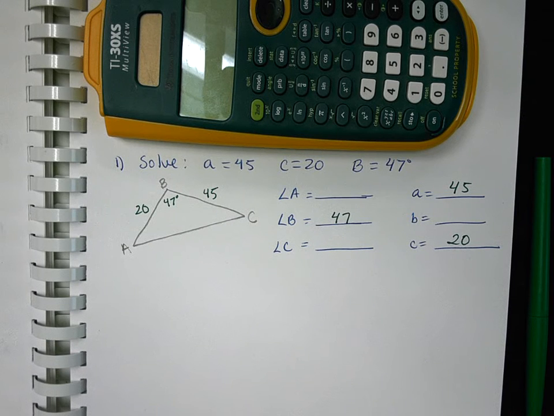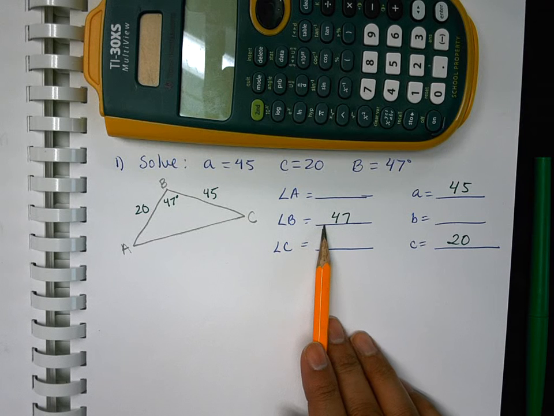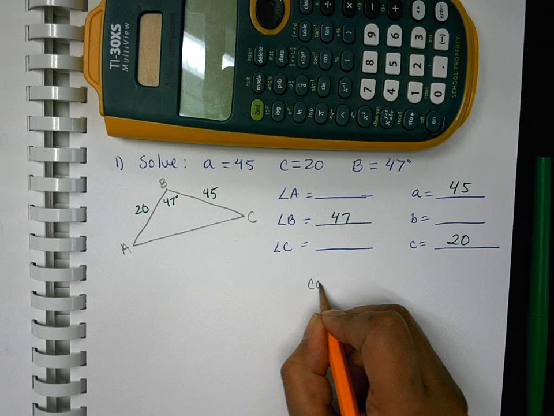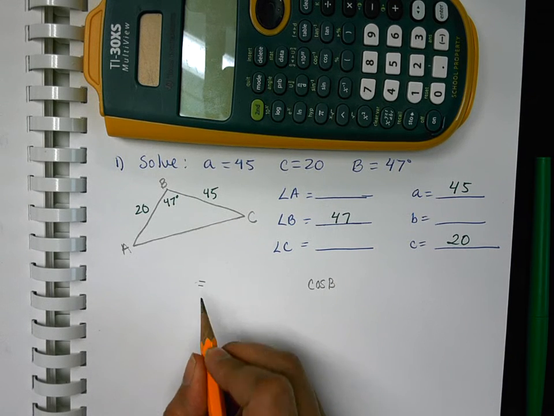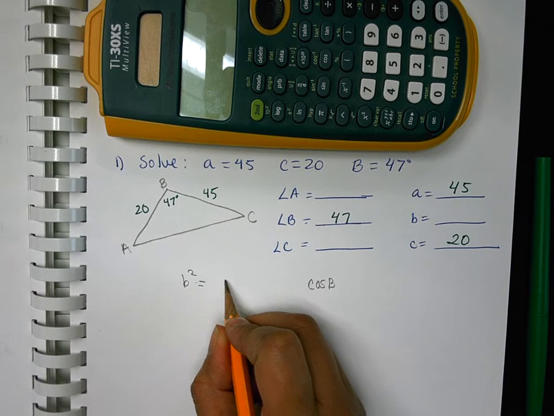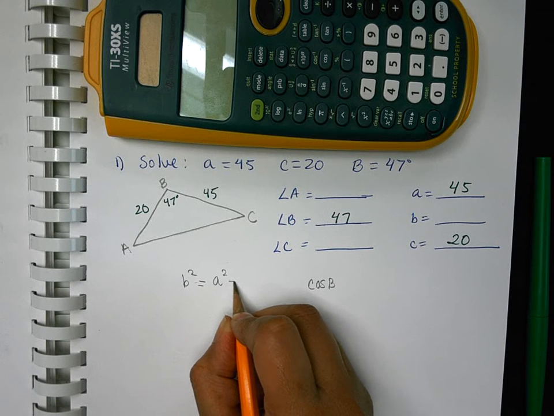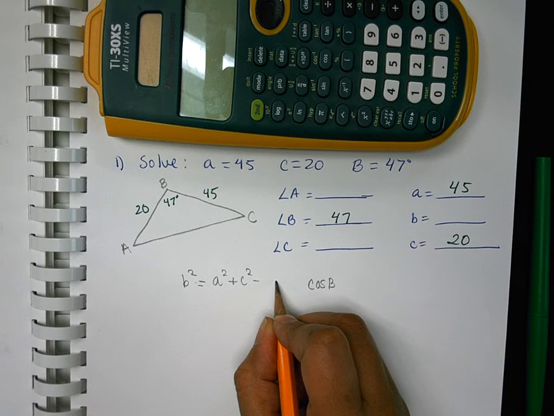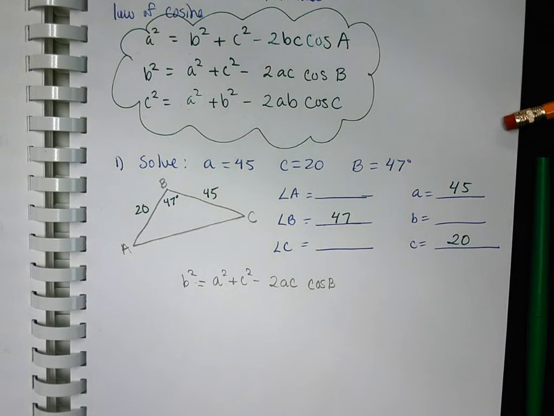So what I would suggest you do is cover up this and see if you can write down the formula from memory. When we just wrote it down, if we're dealing with side B, we're going to be using a cosine of B, right? So I know I'm going to have cosine of B at the end. And what am I going to have at the beginning? B squared. And then what's going to come here? A squared plus C squared. And what comes next? Plus, minus, times, minus? 2AC. Check your formula. Does that match?